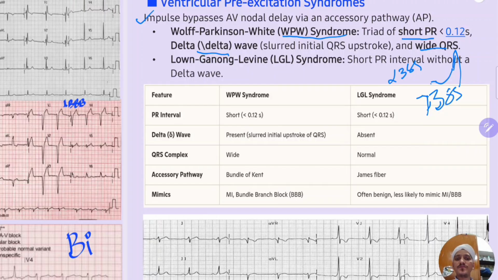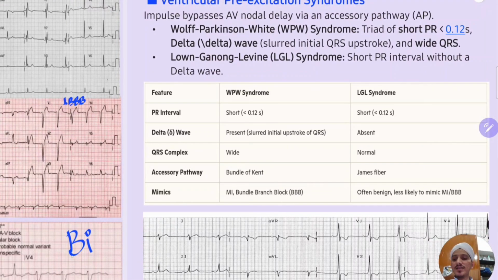3 small squares. So it is a triad. What is the triad? You will have a short PR interval, a delta wave, and the width of the QRS complex is increased. One more accessory pathway is there, known as Lown-Ganong-Levine syndrome. You will have just a short PR interval here. There will be no delta wave.